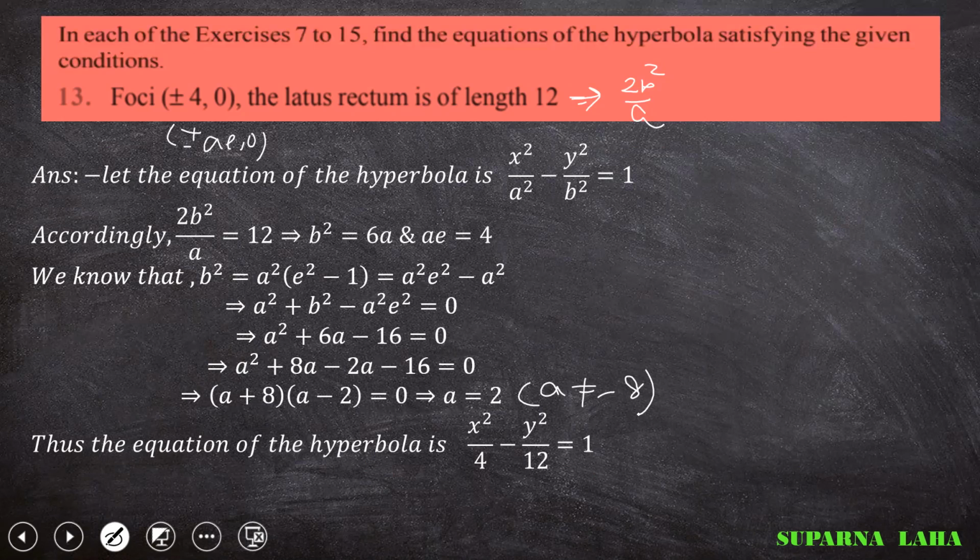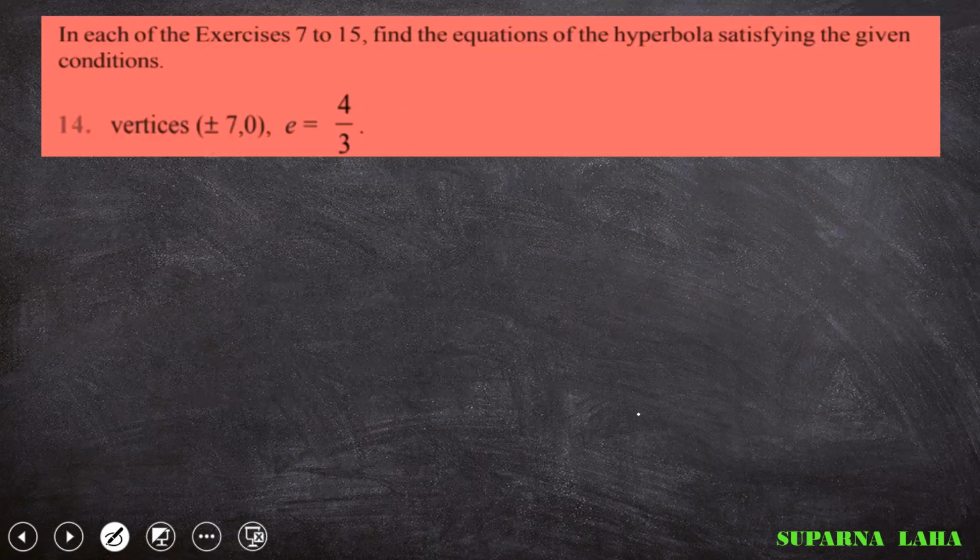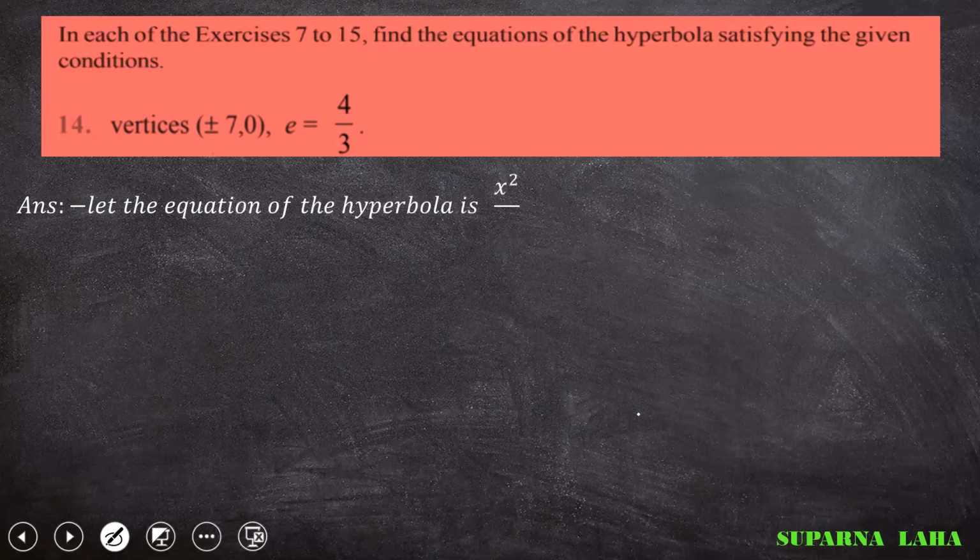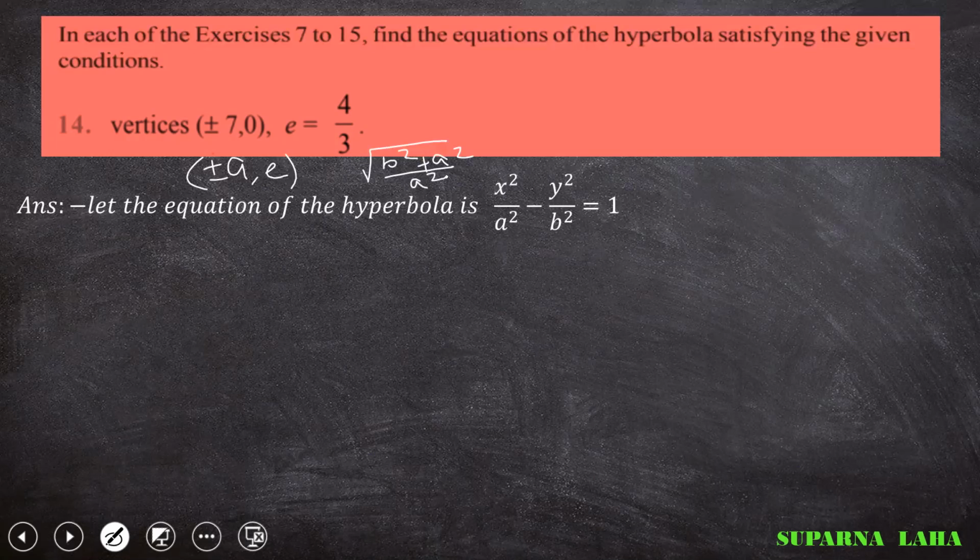Okay. Next, question number 14. Vertices are given and e is given 4/3. Now look at the vertices (±7, 0). So that means on the x-axis. So if it is on the x-axis, we can consider the equation as x²/a² − y²/b² = 1. So what you have is (±a, 0), and this e is √(b² + a²)/a. This is given.